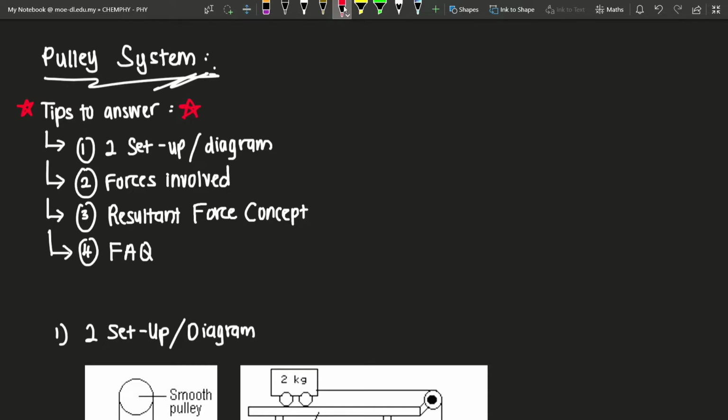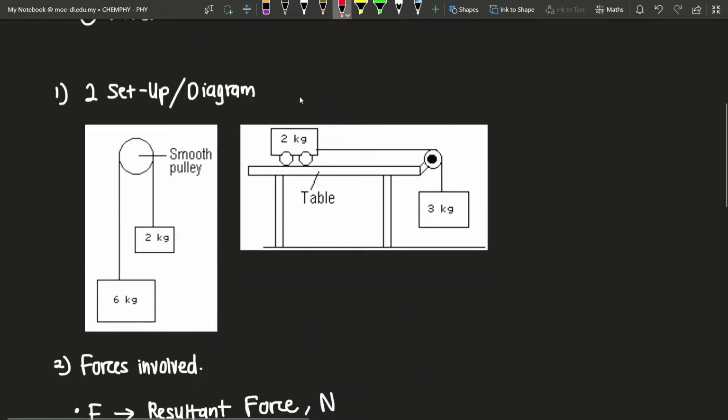The first step is you must know the two setups or the two diagrams of Pulley System. The second thing you need to know is all of the forces involved in one particular Pulley System, daya-daya yang ada dalam satu sistem takal. The third tip you need to know is the resultant force concept, konsep daya paduan. And the last thing you need to know is FAQ, frequently asked questions. Macam mana dalam exam soalan akan tanya yang melibatkan sistem takal. Alright, so let us go to the first one.